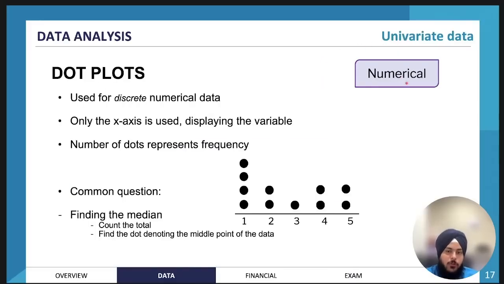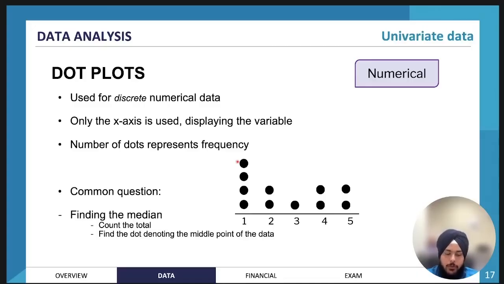Numerical data can also be represented in the form of dot plots, but this is usually for discrete numerical data. So basically, instead of having a frequency percentage table, we usually have some form of a dot plot. The dot plot literally just records a particular number and its frequency. This will usually be a really good way of showing data when we have a really small number of values.